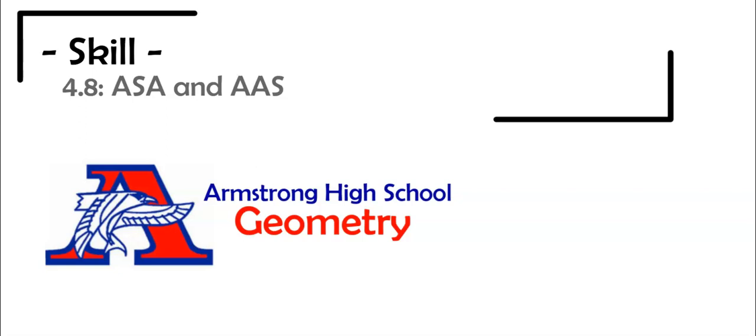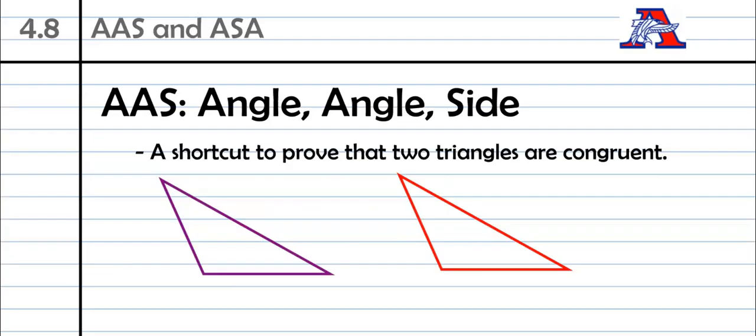Hello, this is 4.8, which is ASA and AAS. So AAS, as you probably could have figured out, is short for angle, angle, side. And once again, it's a shortcut to prove that two triangles are congruent. So similar to the last lesson, I'm going to show you two different triangles here. I made a purple one and a red one.